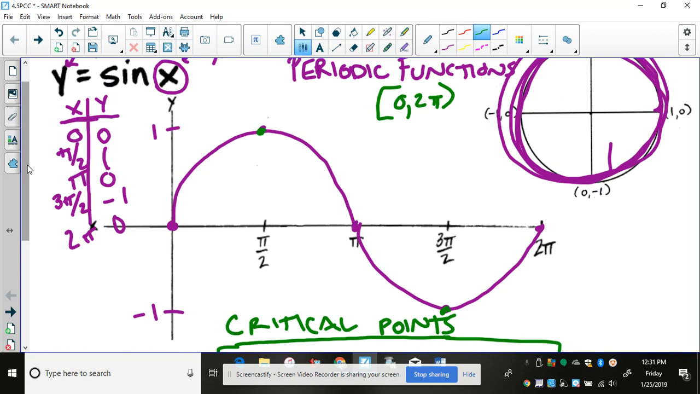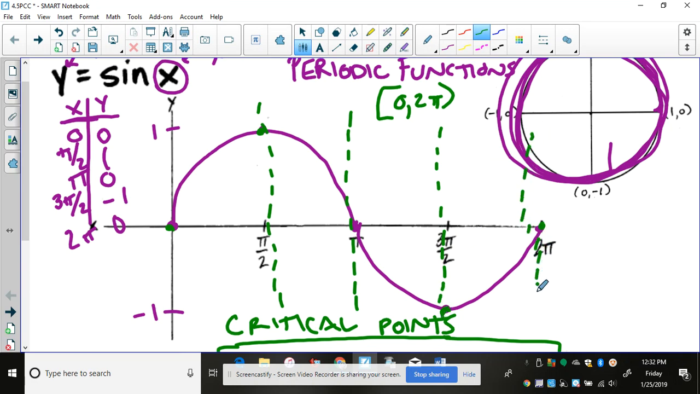The other thing you want to notice about these critical points is that they are spaced out evenly along the x-axis. So we said that the period starts at 0 and it ends at 2 pi. And if you look at where these critical points are, my picture's not going to be perfect because I'm using this tablet device. But if you look at where these points are, we're basically taking the length of the period and breaking it into 4 intervals.